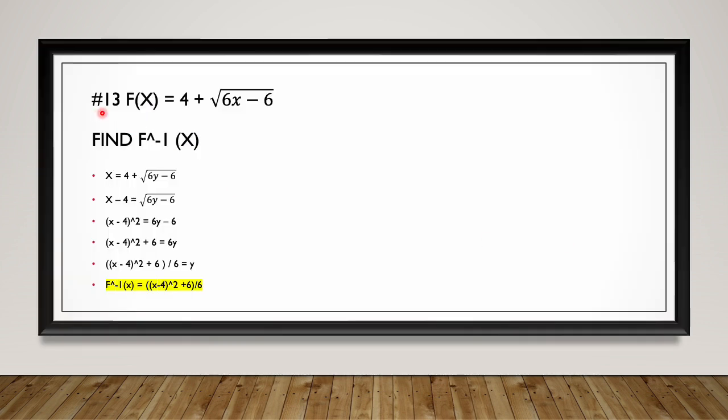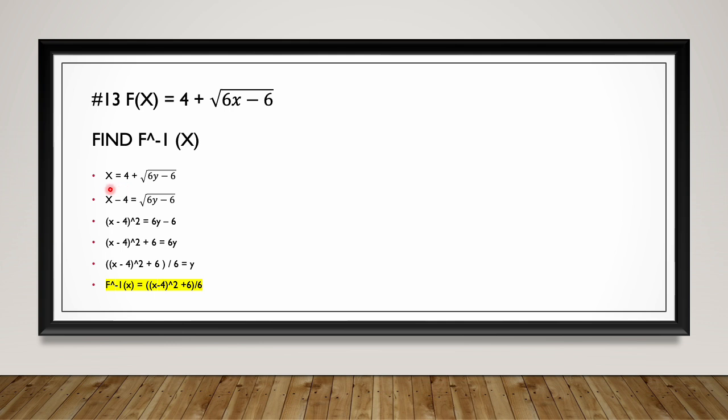Number 13 wants us to find the inverse of f of x when f of x equals 4 plus the square root of 6x minus 6. To solve for the inverse of f of x, we need to swap f of x and x in the equation and then solve for the new f of x.